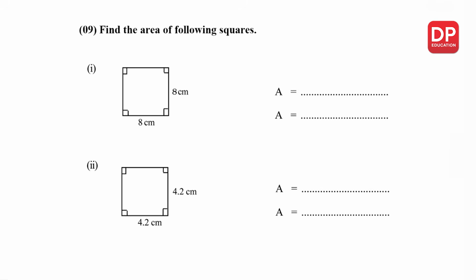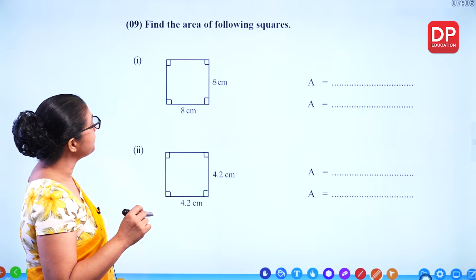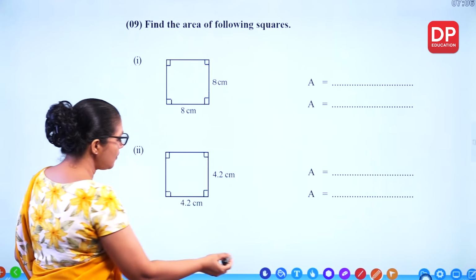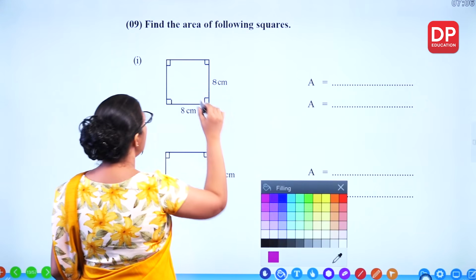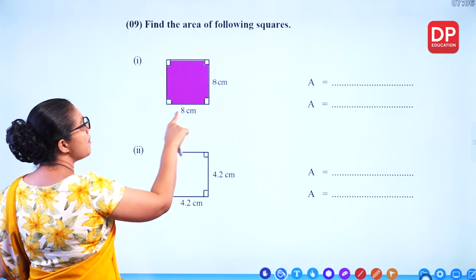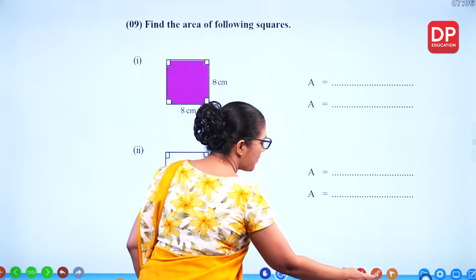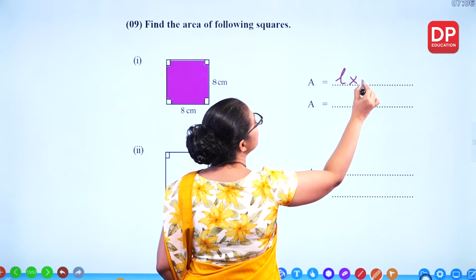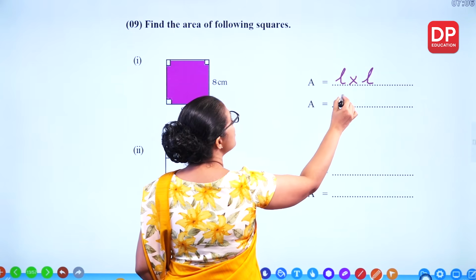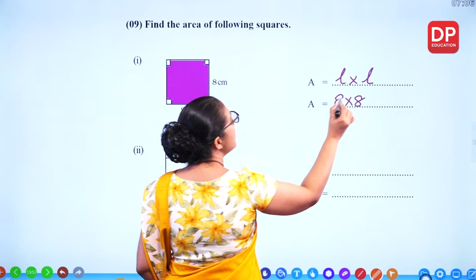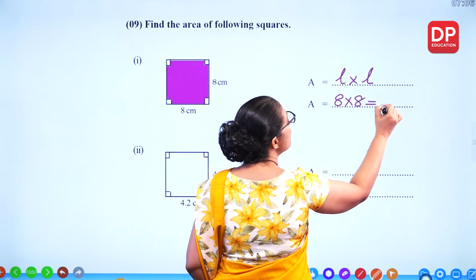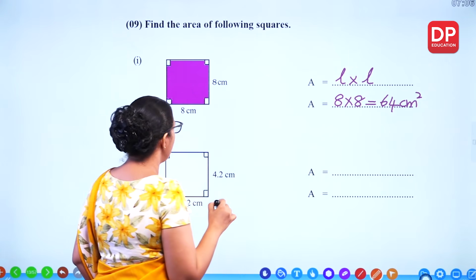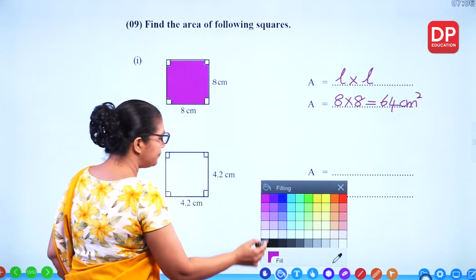Find the area of the following squares. Length is 8. Then what do we do? If you want to find out the area, you multiply length into length. So we'll take length into length. 8 into 8. 8 times 8 is 64 square centimeters.